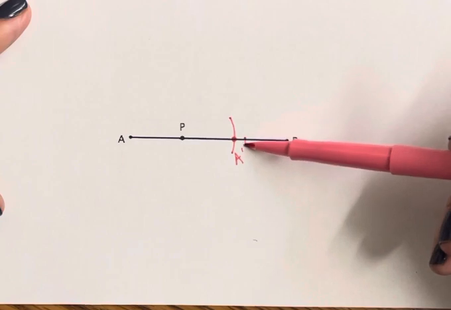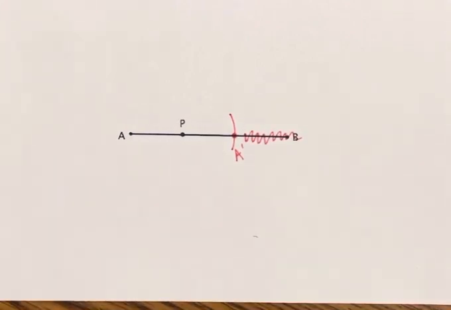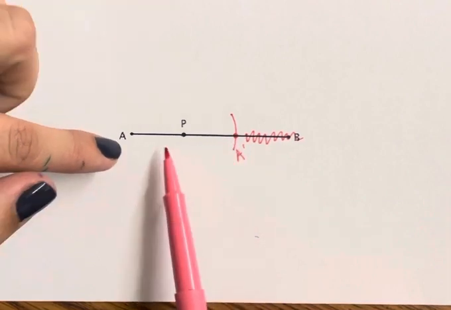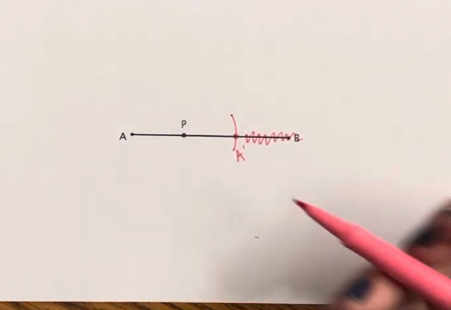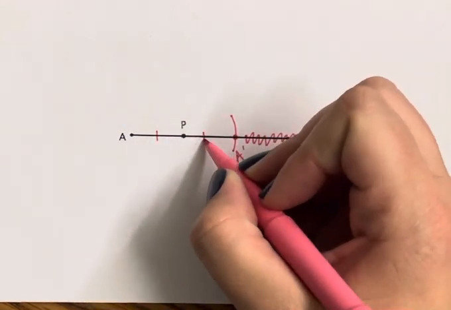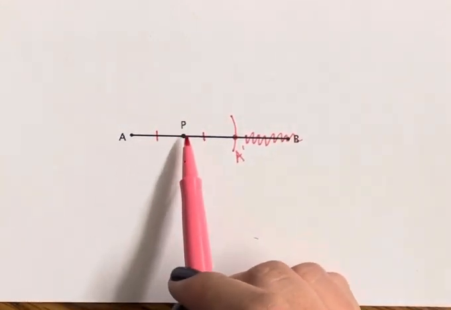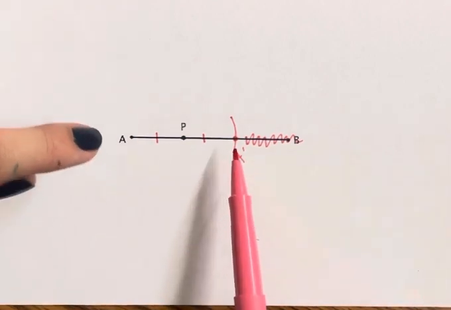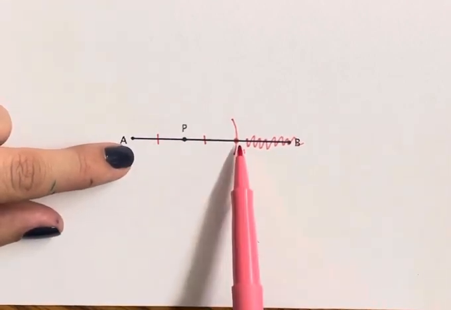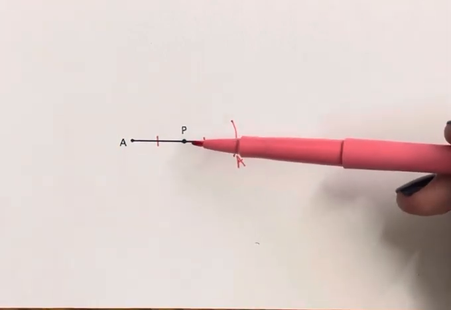And I'm just going to ignore the rest of this segment and point B. I don't really care about that anymore. Instead, I'm going to focus on this segment A prime, because P is now the midpoint of that segment. AP is the same length as PA prime. That means that if I do the perpendicular bisector of this segment, it will go through point P, since P is the midpoint.